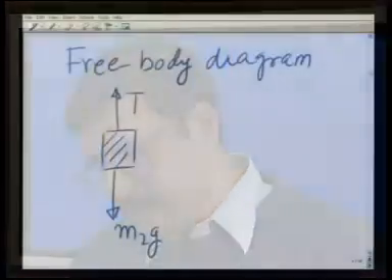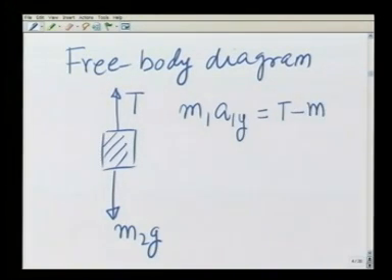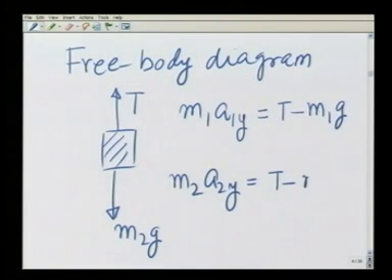Now let us write the equations of motion. If you recall from the previous slide, the m1g and m2g are acting down and T is acting up on both the bodies. So equation of motion is going to be m1 a1 in y direction is equal to T, which is pulling it up, minus m1g. m2 a2 in y direction is equal to T minus m2g. You may ask, I am writing a1 y, a2 y, which way is my y, and things like those. So let us be more precise.